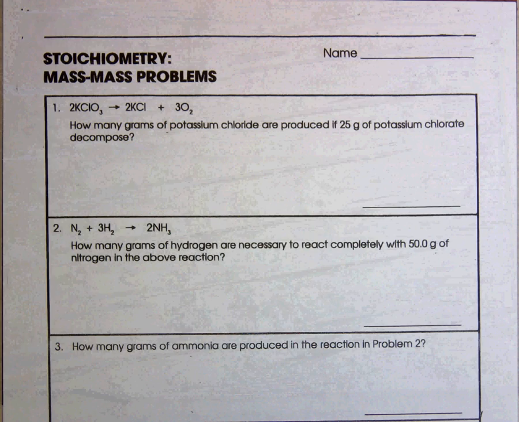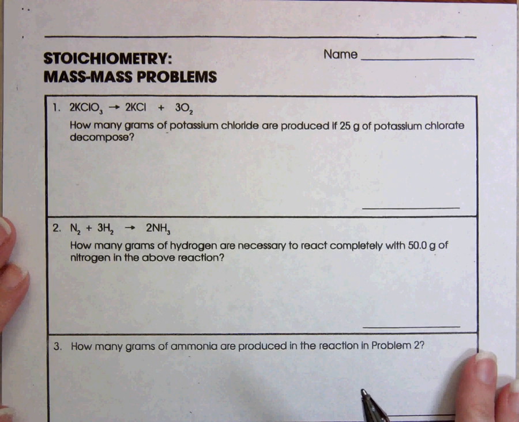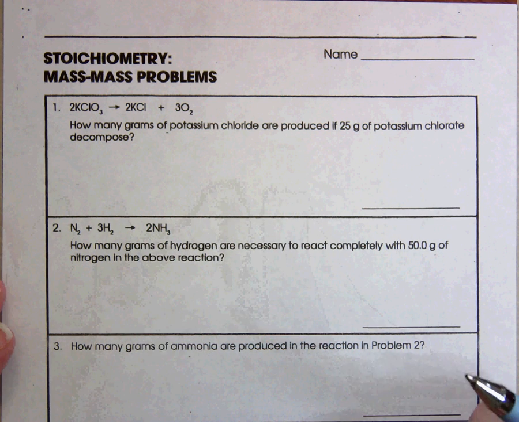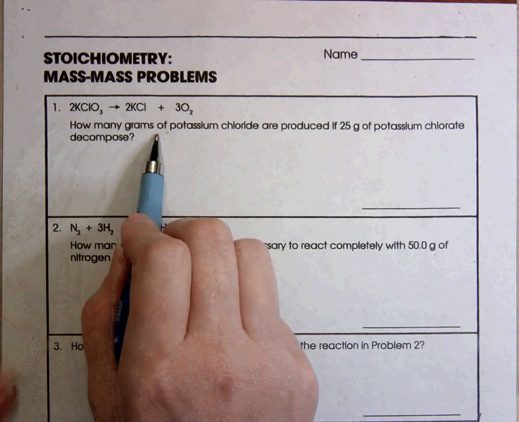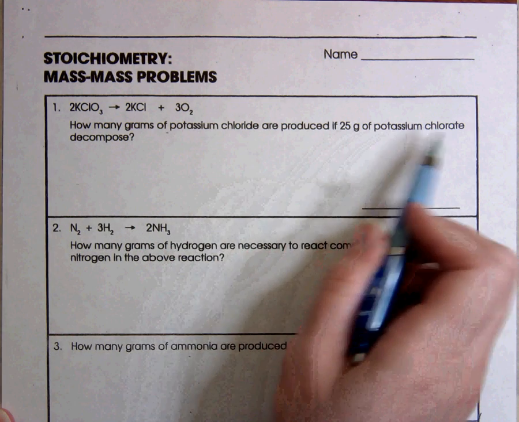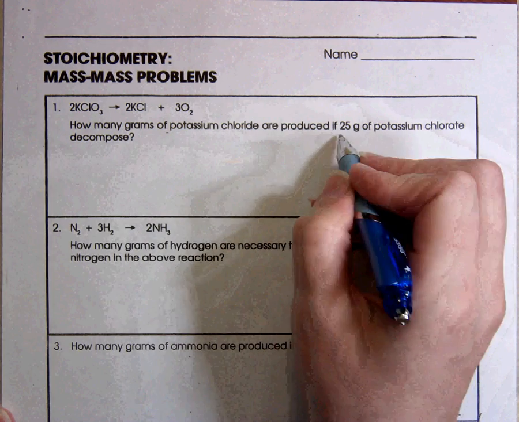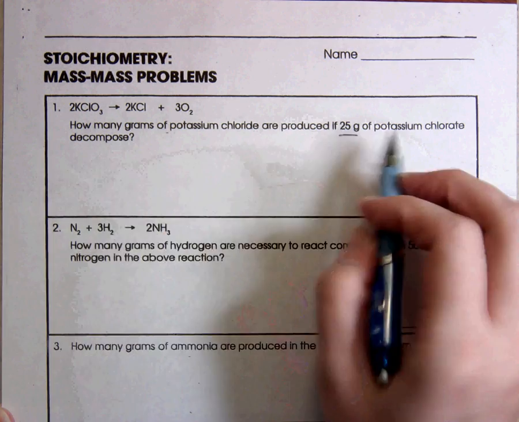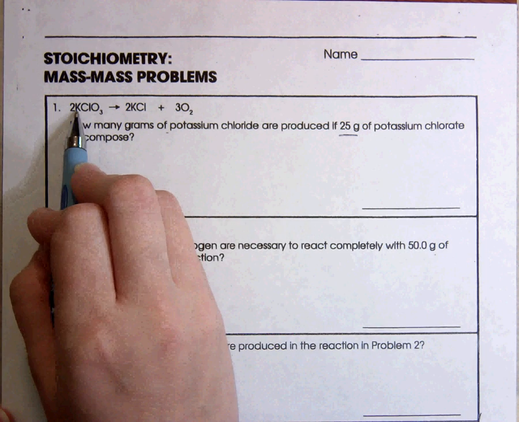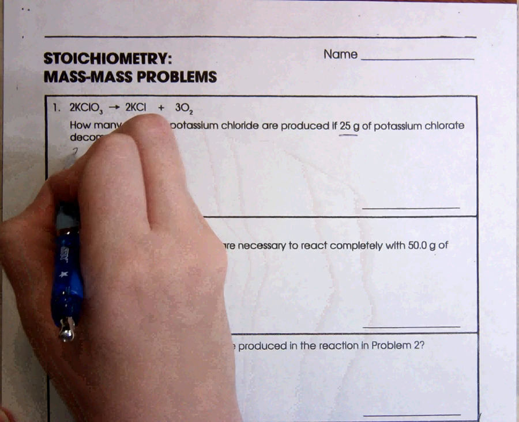I'm going to do a problem with you here so you can see exactly how it works, and then hopefully you'll be able to do some of these on your own just following this example. So this says how many grams of potassium chloride are produced if 25 grams of potassium chlorate decompose. So my given is always my number. So here's 25 grams potassium chlorate. Here's potassium chlorate. Potassium bonded with ClO3, which is chlorate. So I'm going to write down my given.